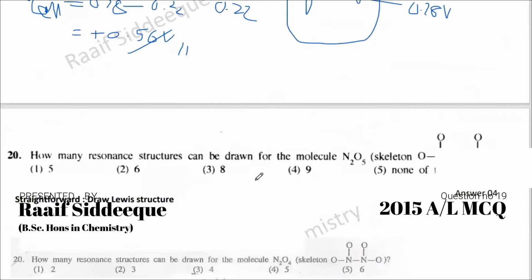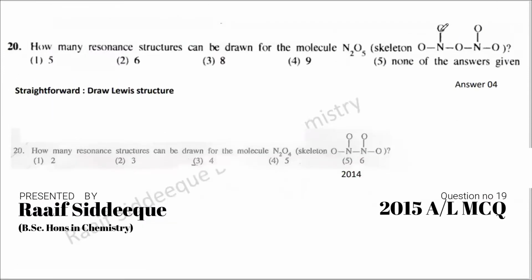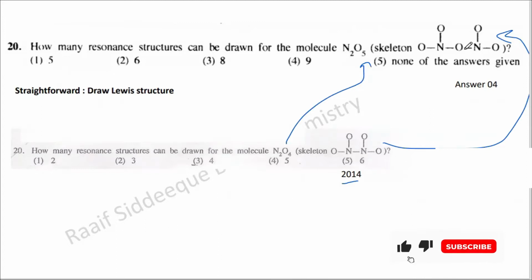Right, so moving on, question number 20. Before getting to question number 20, I have put here question number 20 of 2014, which we discussed earlier last week. So what is the difference between these two? This is N2O4, this is N2O5, where an additional oxygen is present here.